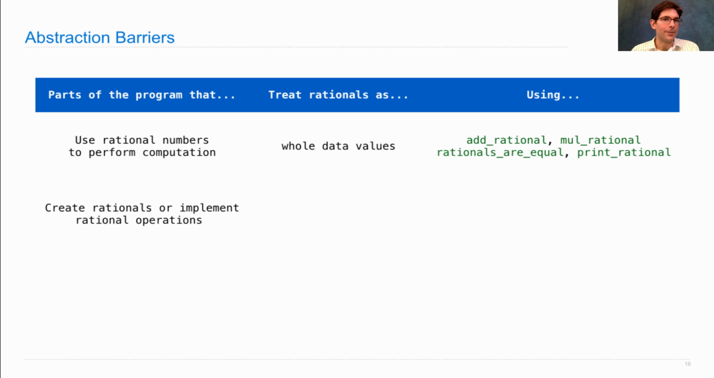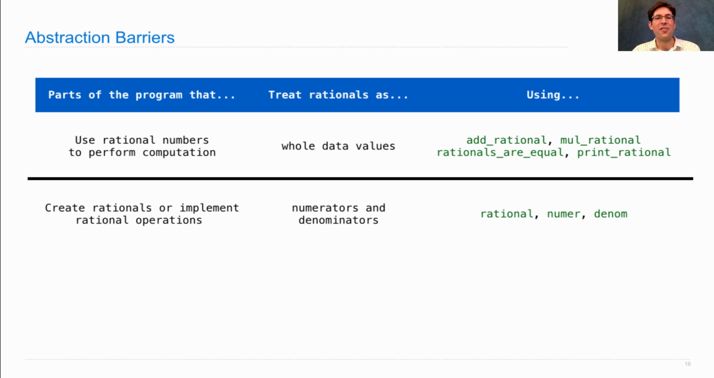In the next layer down, where we look at the implementation instead of just the use of these arithmetic operators, we find parts of the program that create rationals or implement rational operations. And they treat rationals as a numerator and a denominator paired together. Now, they may not need to know exactly how that pairing happens, but they do need to know that a rational number has a numerator and a denominator. These two things can be selected. And they need to know that you create a new rational number by combining a numerator and a denominator together. And these all happen using the functions called rational, numer, and denom.